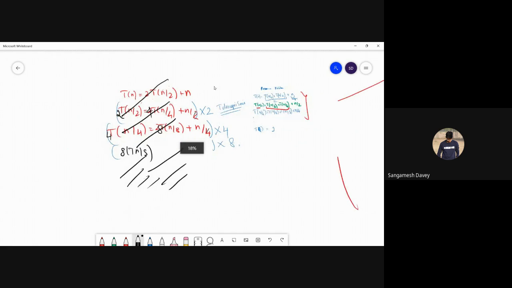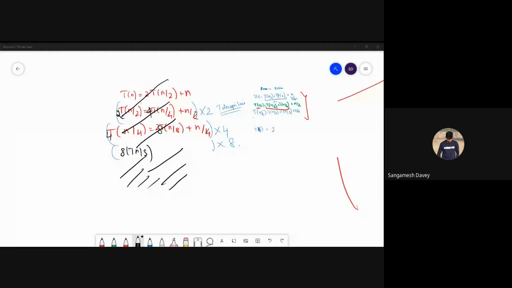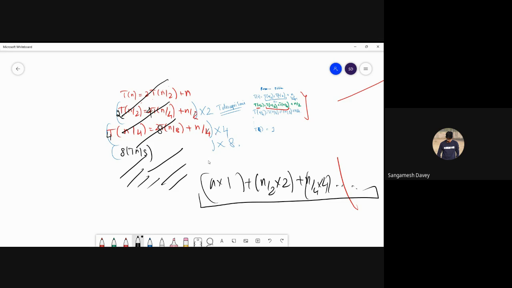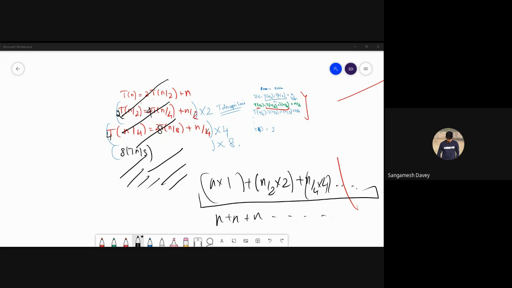Did you understand this beautiful recurrence relation? I'm basically trying to cancel. That's why I'm doing the into 2, into 4, into 8. So what will be remaining? Is n into 1 plus n by 2 into 2 plus n by 4 into 4, and so on, right? And how many terms will I have? So basically n plus n plus n plus n. How many terms will I have, people? How many terms will I have?